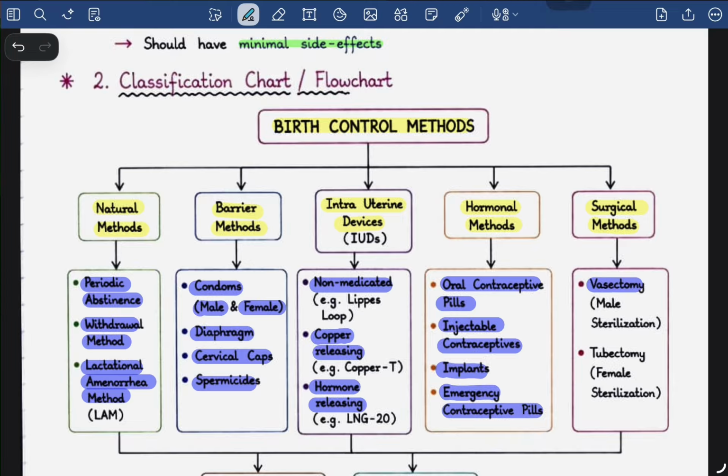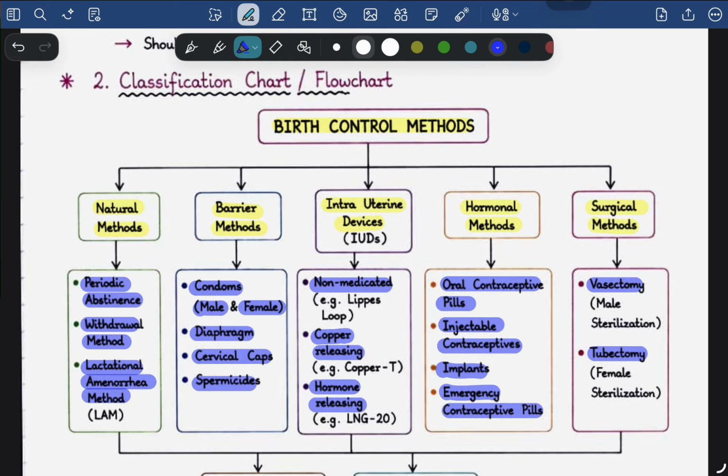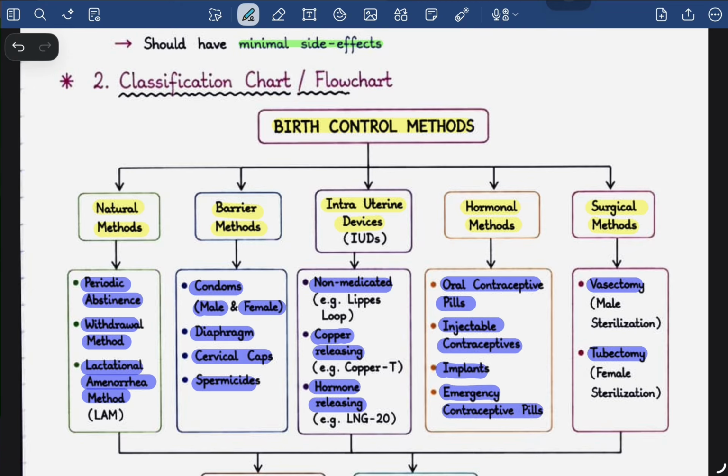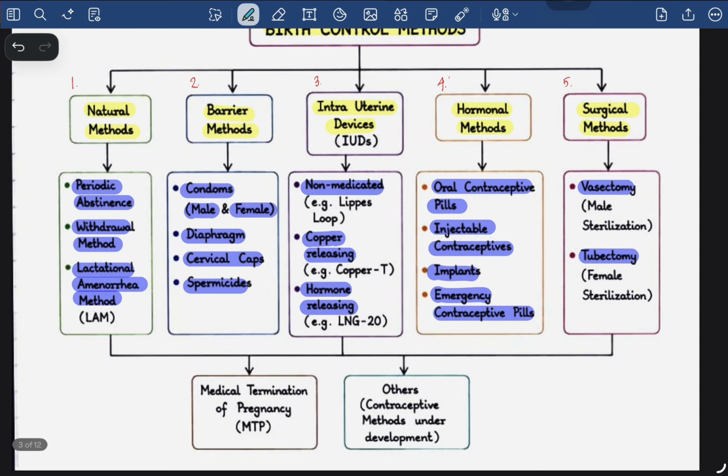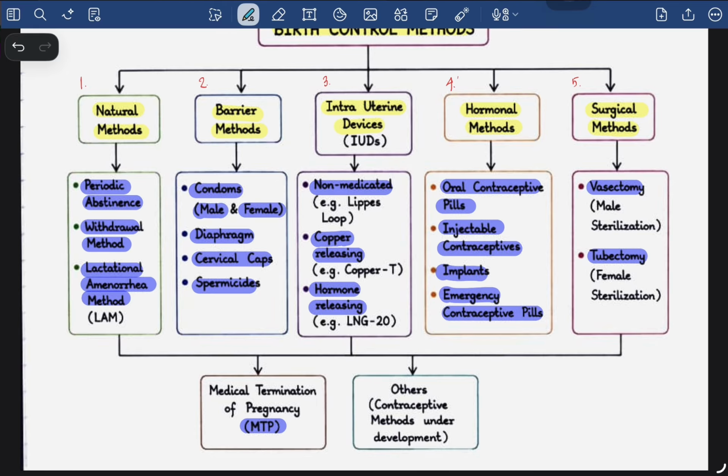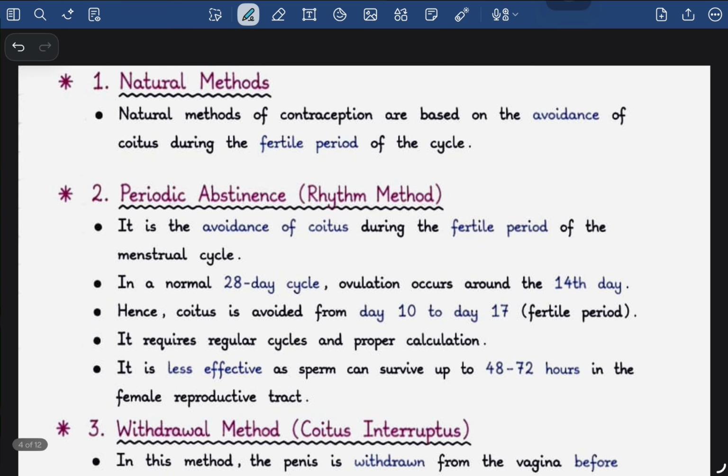In the surgical method, we'll discuss vasectomy, which is basically male sterilization, and tubectomy, which is basically female sterilization. So there are 5 different ways: natural method, barrier method, IUDs, hormonal method, and surgical method. We'll be discussing each one of them in much more detail. Moreover, we will discuss medical termination of pregnancy and other contraceptive methods that are present. Let us start with natural methods.